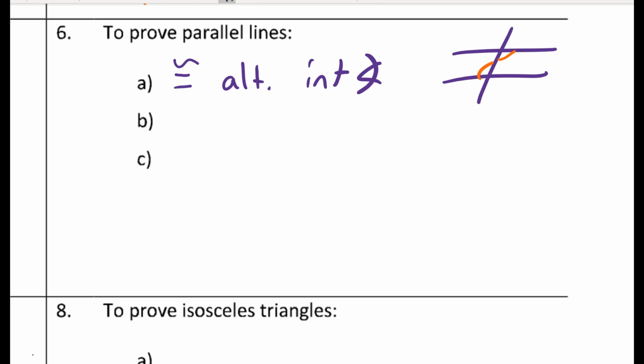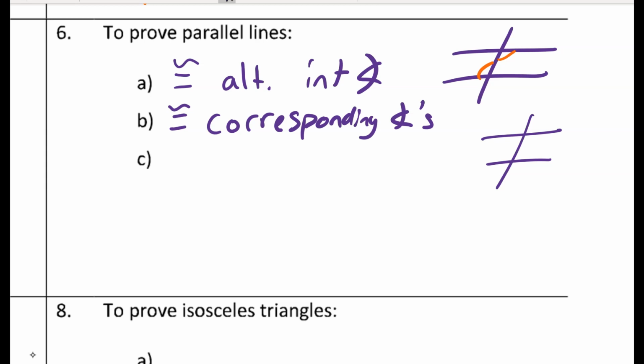We could also show that we have congruent corresponding angles, and that just means that if I've got two parallel lines cut by a transversal, those are two angles that are in the same spot respective to one another. So this one's in the top right, and that's in the top right for that bottom pair. So those are both corresponding angles. If we can prove that those are congruent, we've got that the lines are parallel.